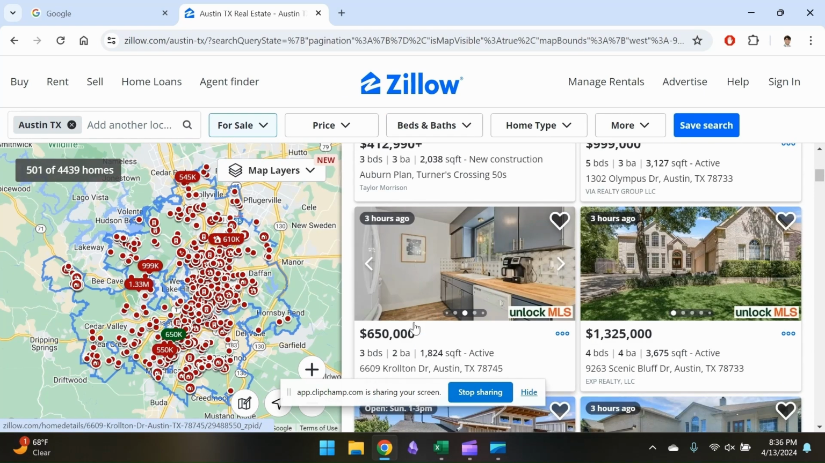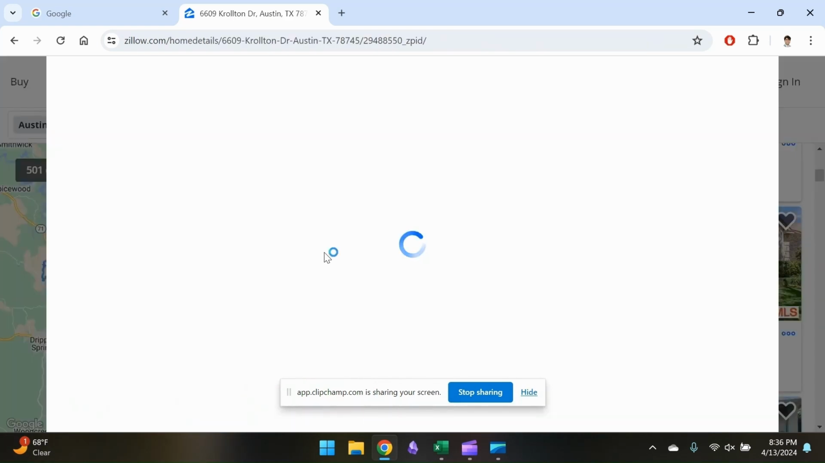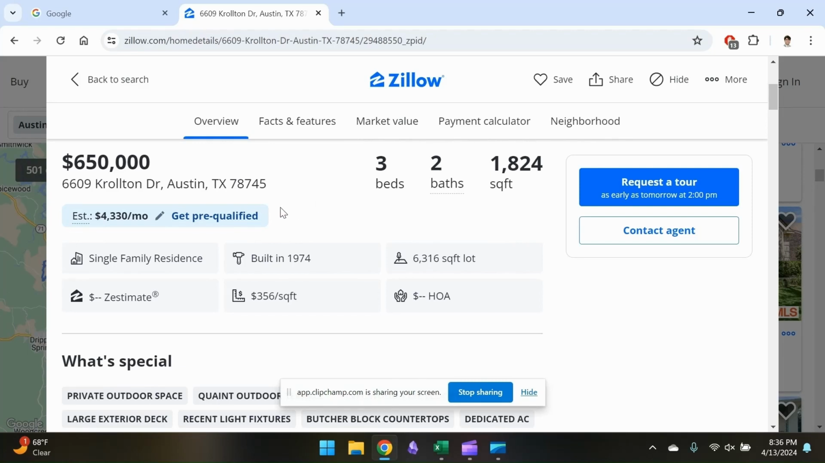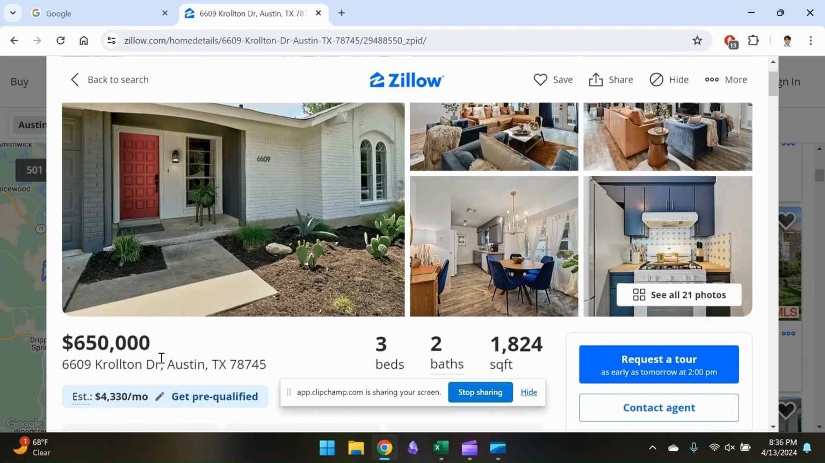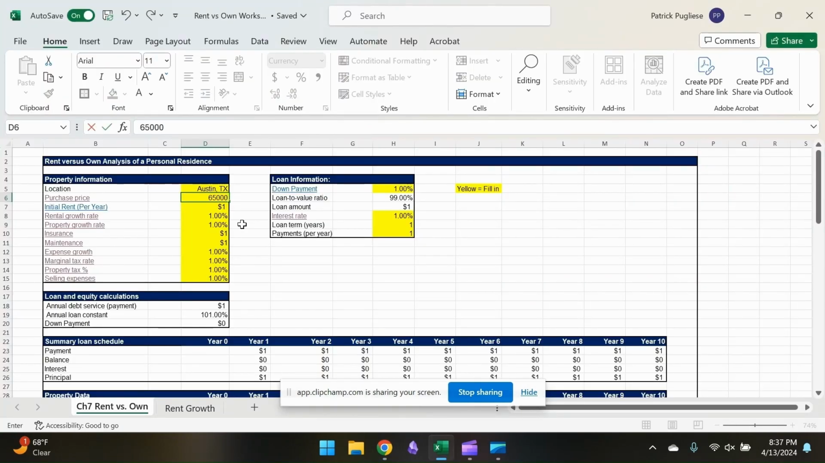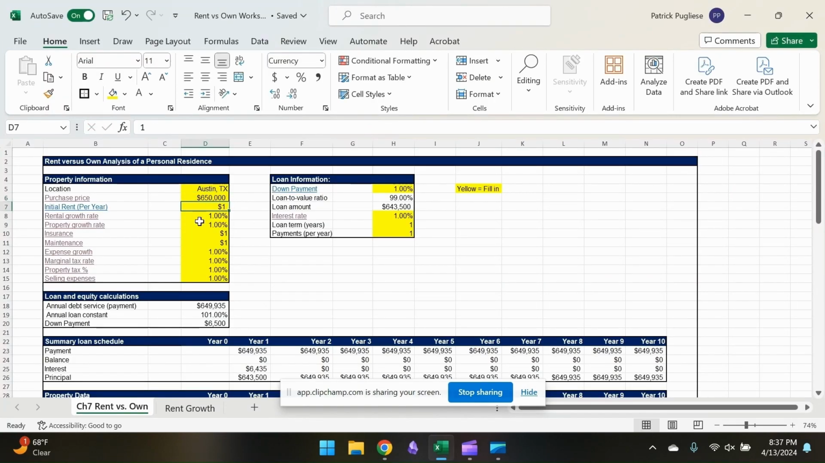This looks like a good option here. It's a 3-bed, 2-bath home, a nice part of Austin, 1,800 square feet. Let's say that this is going to be our purchase price. We'll type in $650,000 for our purchase price.